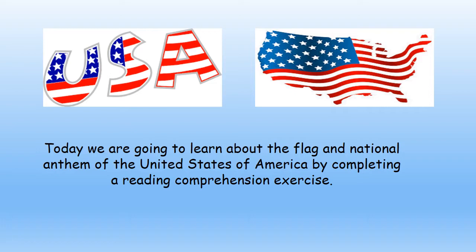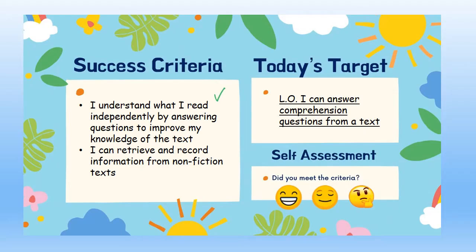Today's reading lesson is to learn about the flag and the national anthem of the United States of America, and we're going to be completing a comprehension exercise on that when we've learnt some of the information. So first, I'll share the target and the criteria for success.